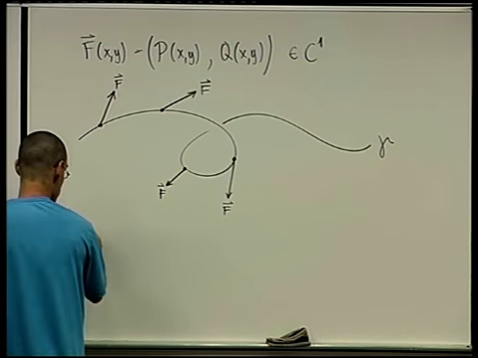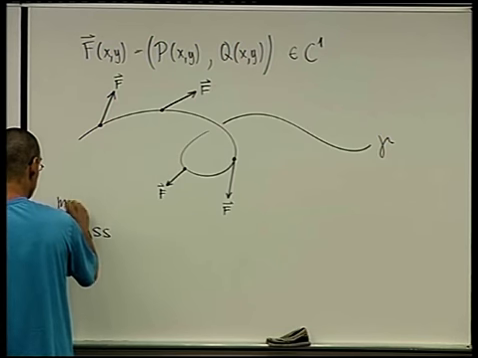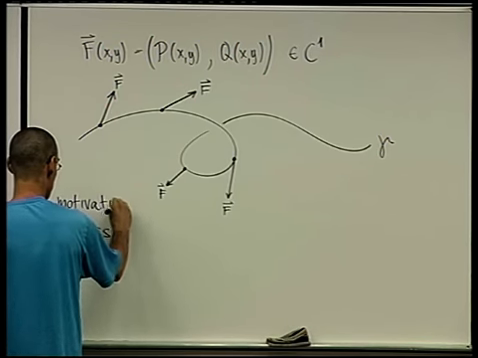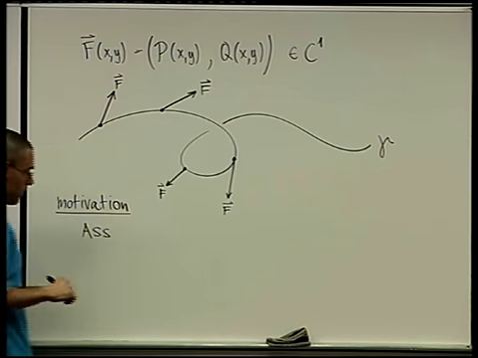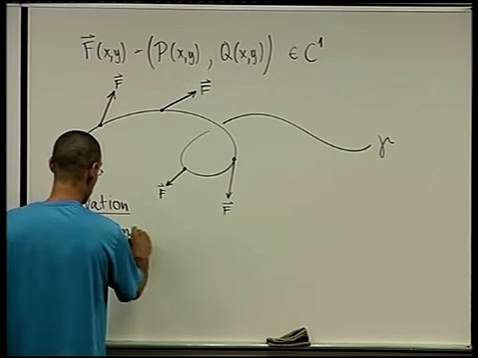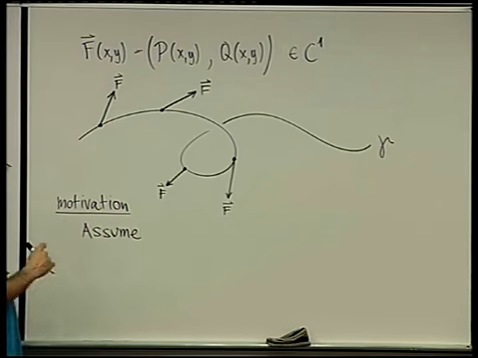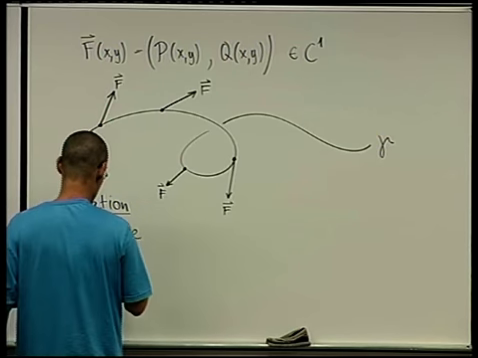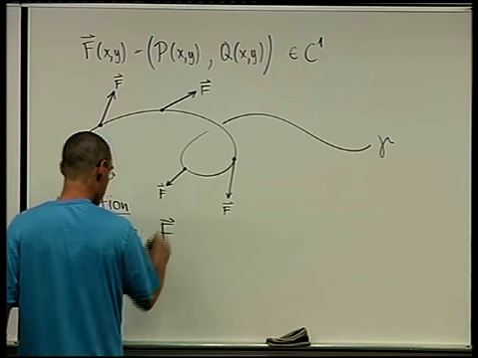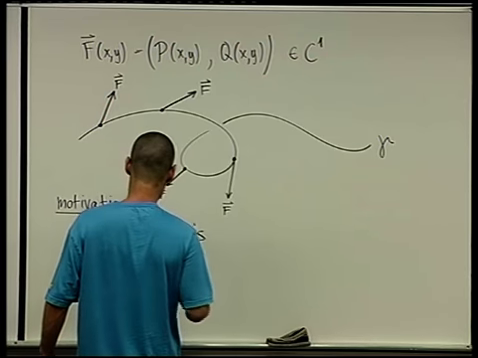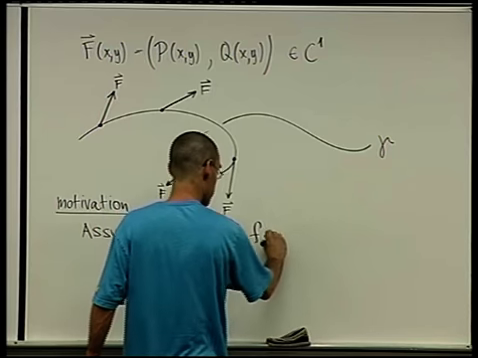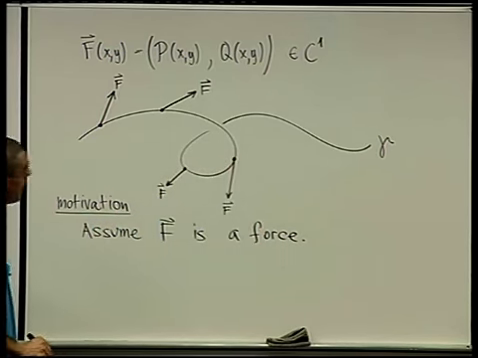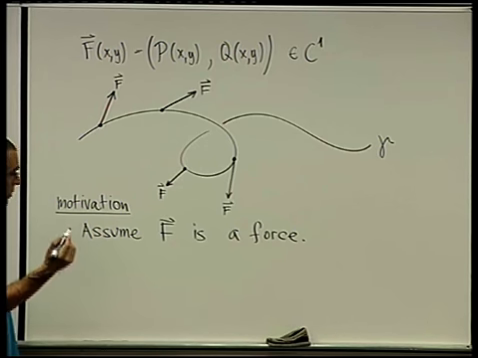Okay, so assume this is motivation, and this is not just motivation, this is the motivation. This is the most standard interpretation of a line integral of vector fields. So assume F is a force, some force. And gamma is a curve, and we want to know the work done by the force along the curve gamma.